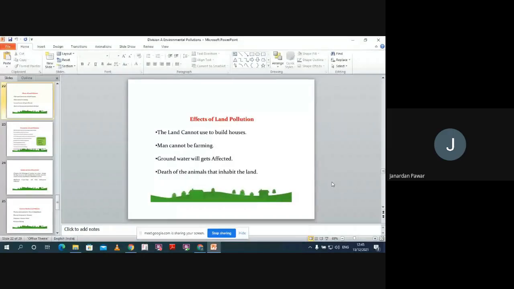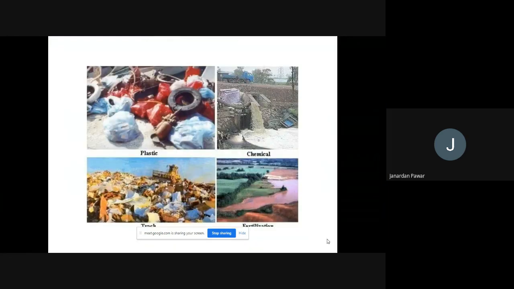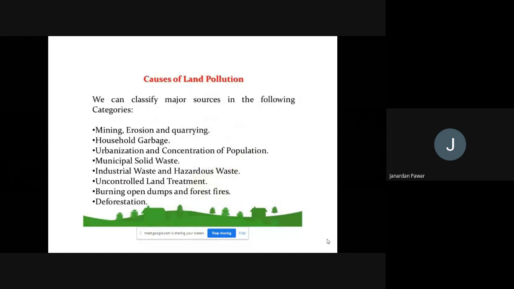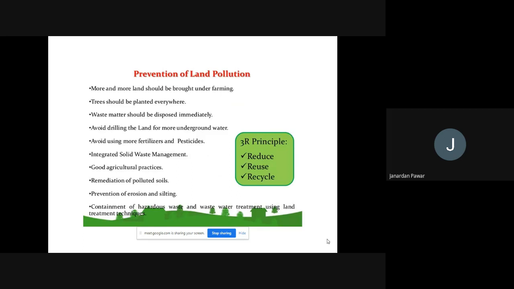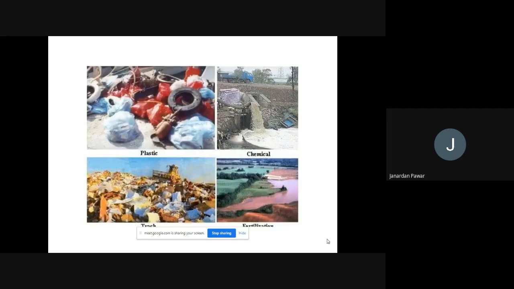I think we were going through the remedies on how to avoid noise pollution. That was the point of discussion, and there we stopped. Sorry, light pollution. Is my screen visible? Yes, sir. At this slide we stopped, and from here onwards we are going to see. Before this slide, we have seen land pollution: the concept of land pollution, the causes of land pollution, how land pollution takes place, the effects of land pollution, then prevention of land pollution.